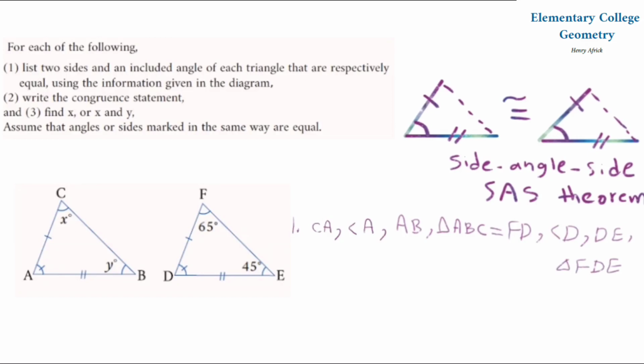So from the side angle side theorem we can conclude that these two triangles are congruent. So the triangle ABC is congruent to the triangle FDE. And now we want to find x and y. So the angle x equals 65 degrees and the angle y equals 45 degrees.